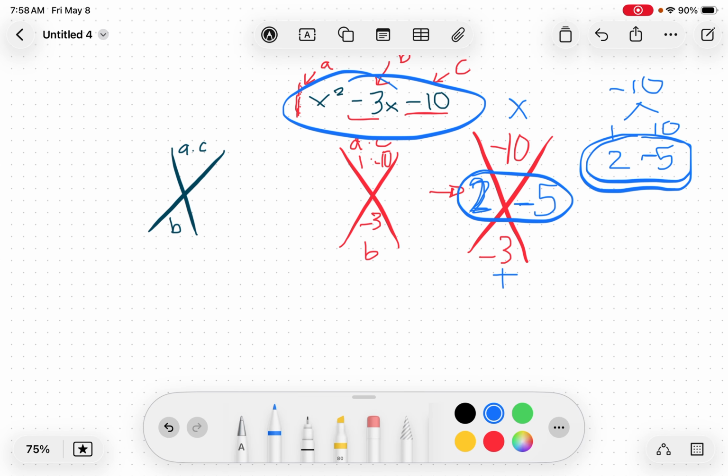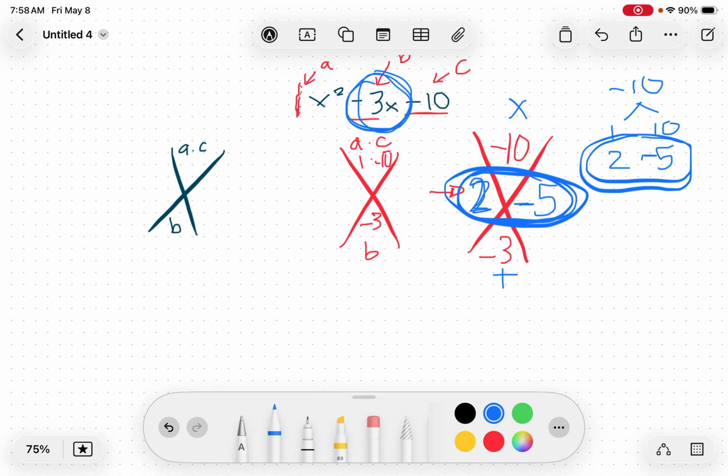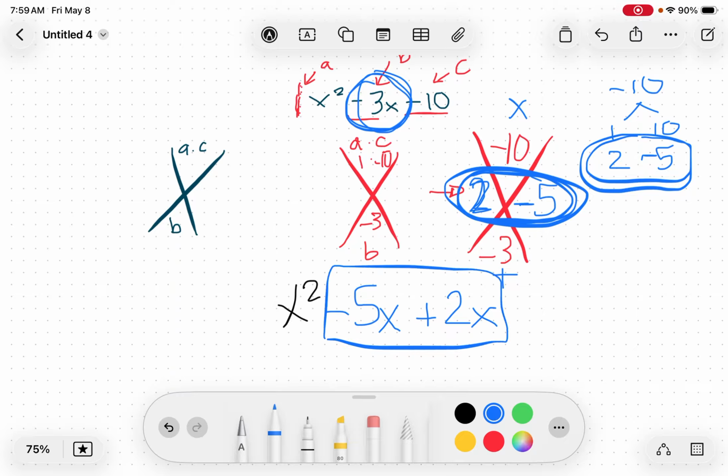Okay, now how we simplify it from here, once we have this information, is we take our quadratic and we're going to split it up. We're going to split up this -3x right here into these two factors. We're going to undo combining like terms. Okay, so we'll still have the x squared, but then instead of subtract 3x, we are going to put subtract 5x, and then we're going to put plus 2x. We're splitting up this 3 into the like terms that we just found right here, and then rewriting the rest of the problem the way that it is.